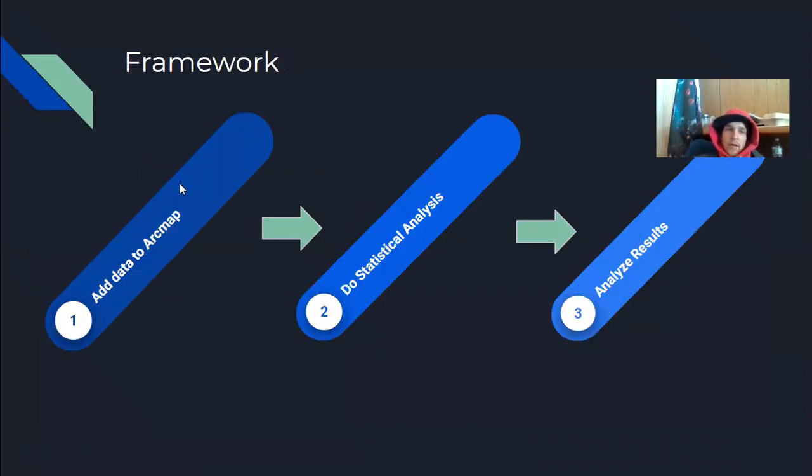For the framework of what we're doing, I'm going to add the data to ArcMap, and we're going to do a statistical analysis, which involves a global Moran's I test and a local Moran's I test. We're going to do the global first to see if there is any clustering, and that shows us whether it's not up to random chance. Then I'm going to do a local Moran's test, which will show us where these clusters are at the county level. Once I do those two statistical tests, we can analyze the results and start looking at why we see the clusters in the places that we do.